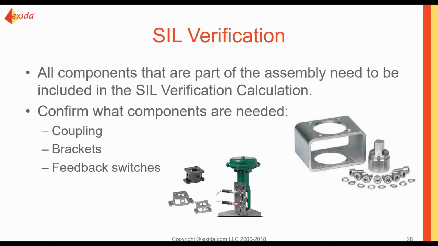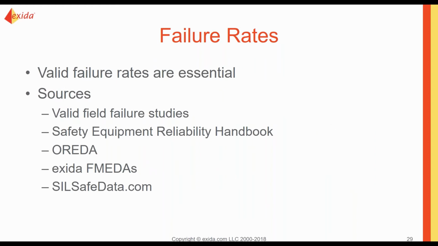Also in the design phase, we're going to have SIL verification, and in that case, any component that's part of the assembly has to be included. We have to confirm, and from our FMEA, we're going to know what parts are safety critical and what the failure modes are and if they're safe or dangerous, so we can model it correctly during our SIL verification. We need to use good failure rates in our SIL verification, of course. There are multiple different sources. We think the Safety Equipment Reliability Handbook, which is embedded in exSILentia, or FMEDAs are the best place to get detailed information.